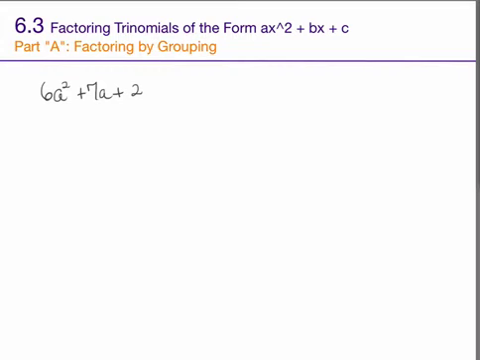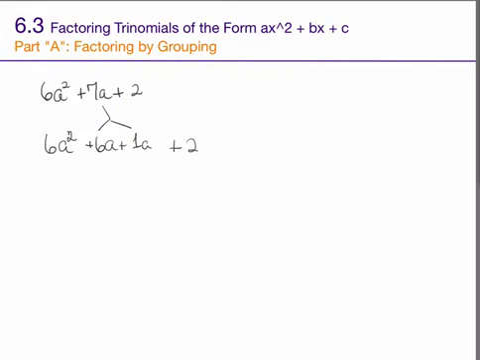Here's the thing. 6a squared plus 7a plus 2 can't be factored by grouping in the form that it's in now. We need it written like this: 6a squared, and instead of one term in the middle, we actually need two. Let's try 6a plus 1a. Now, this is a legal move because 6a plus 1a, if I were to combine like terms, would give me 7a. So I'm allowed to write it this way. That's no problem at all.